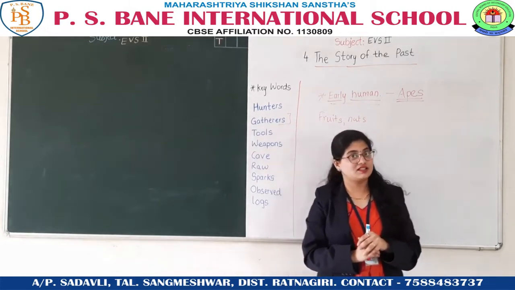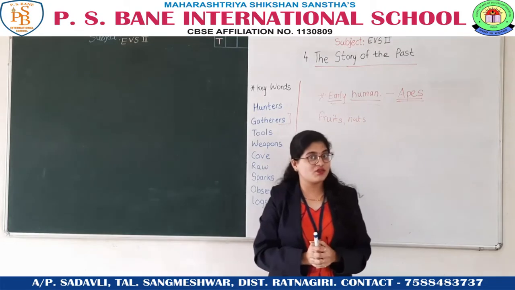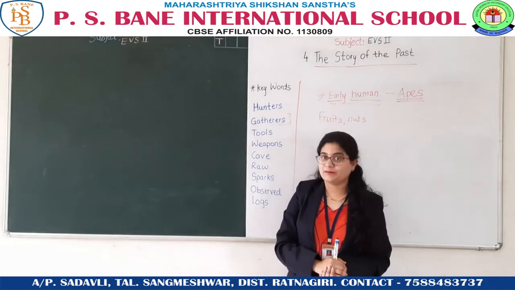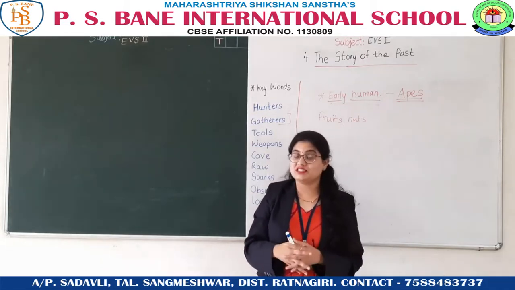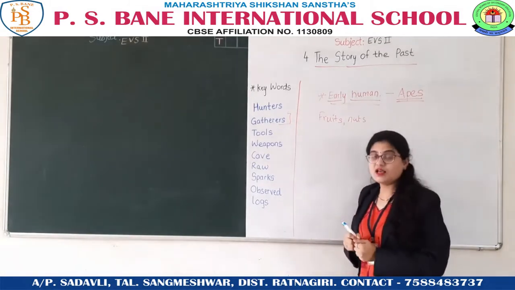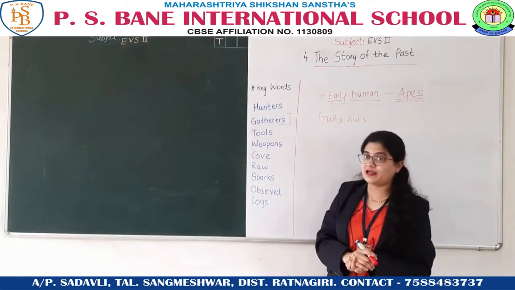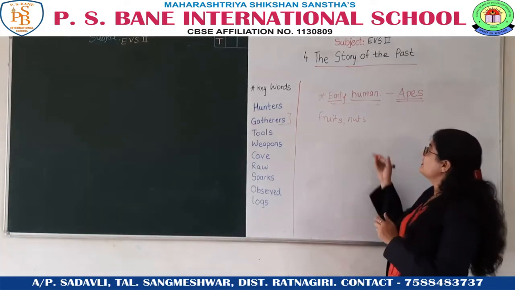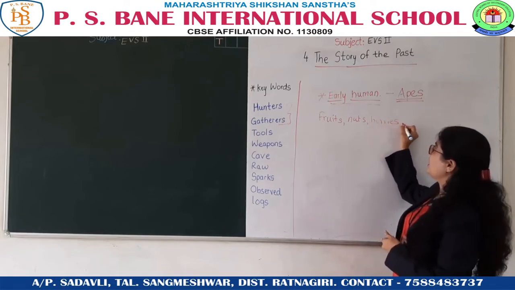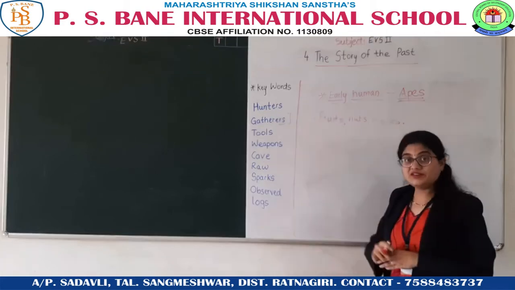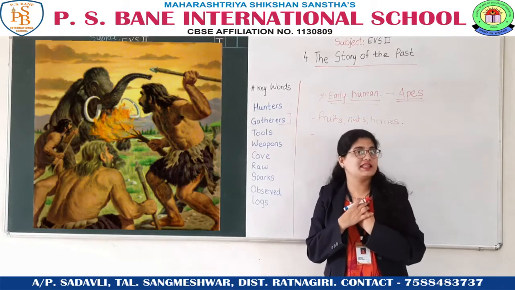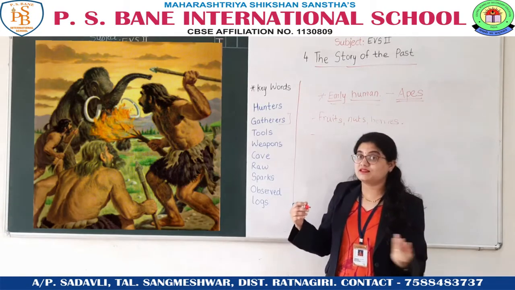Okay students, did you understand up to this? Do you like the story of early humans? Yes, I hope you have enjoyed the story. In this story, we have seen the early humans were known as hunters and gatherers because they hunt animals and they collect fruit, nuts and berries from the forest. Okay. They also use different tools and weapons to hunt animals as well as protect themselves from the animals.